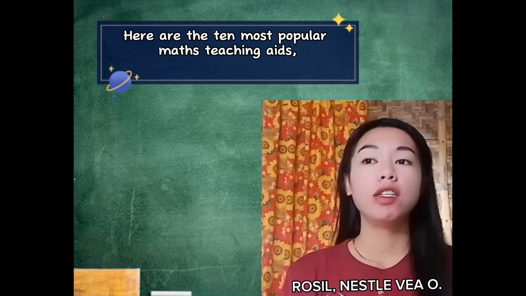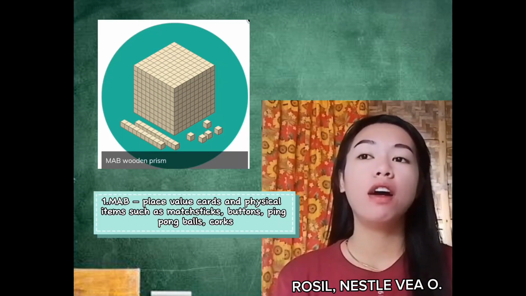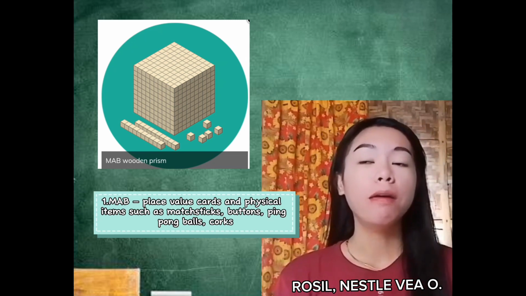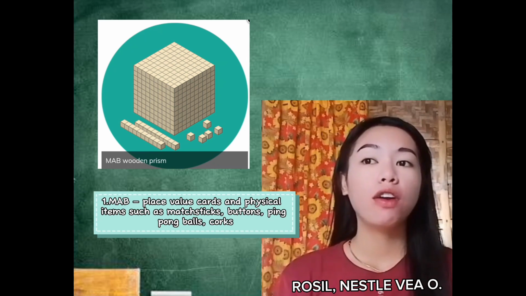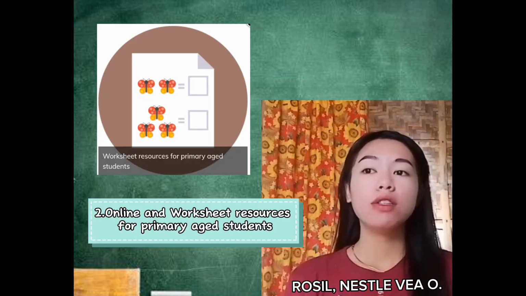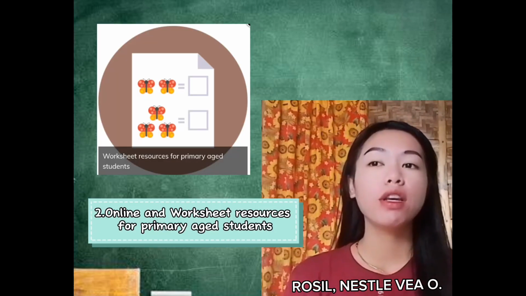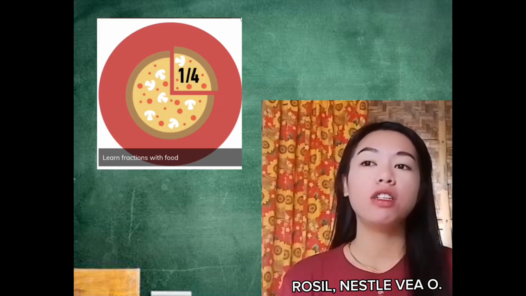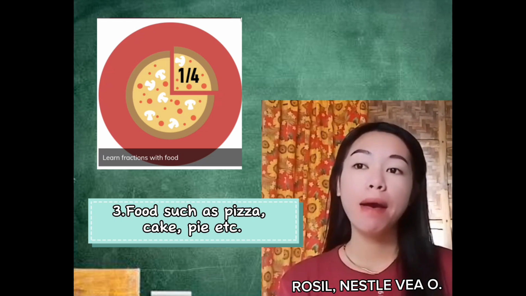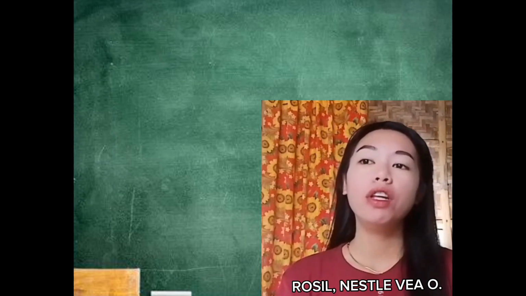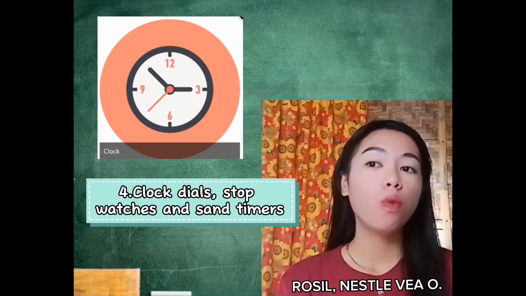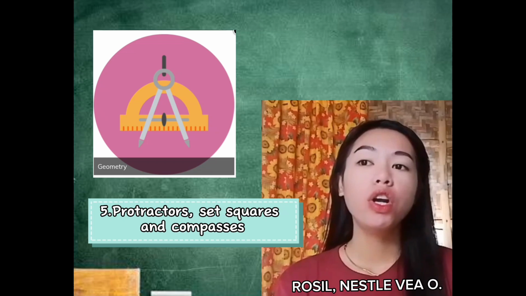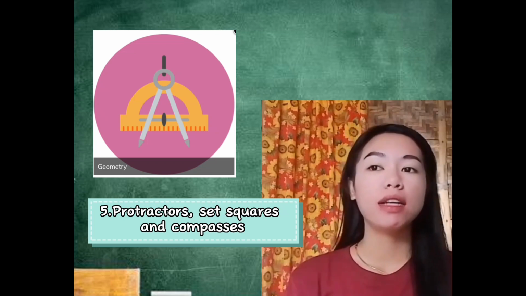The first one is MOB. Examples of this are place value cards, physical items such as matchsticks, buttons, ping pong balls, and corks. The second is online and worksheet resources for primary age students. The third is food such as pizza, cake, pie, etc. The fourth is clock dials, stopwatches, and sun timers. Fifth, protractor, set squares, and compasses.